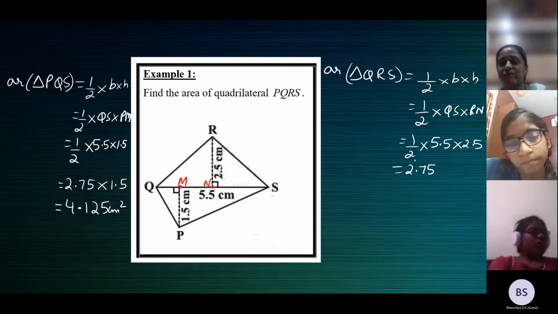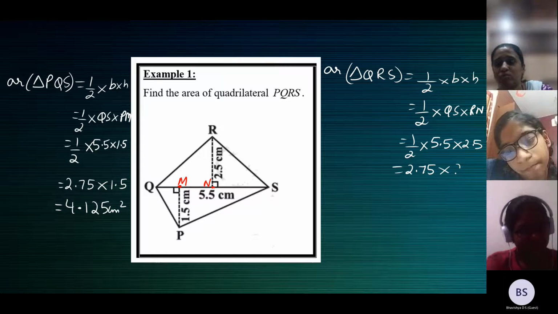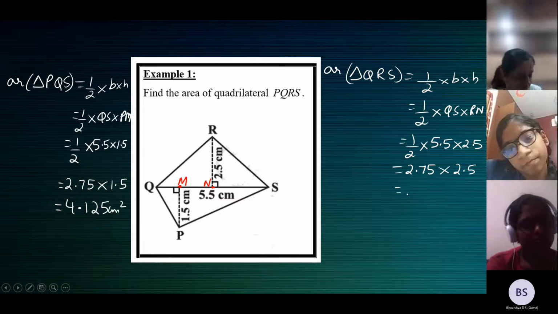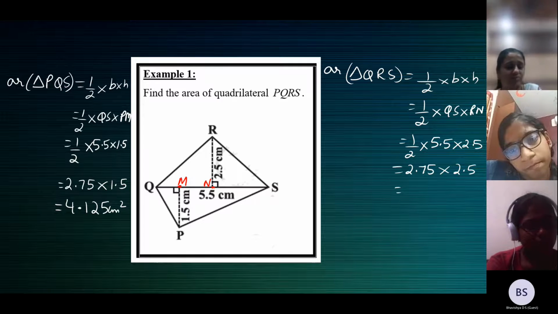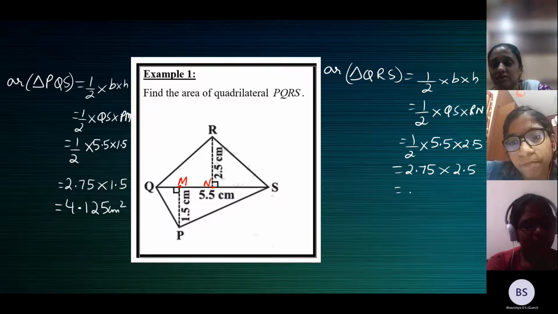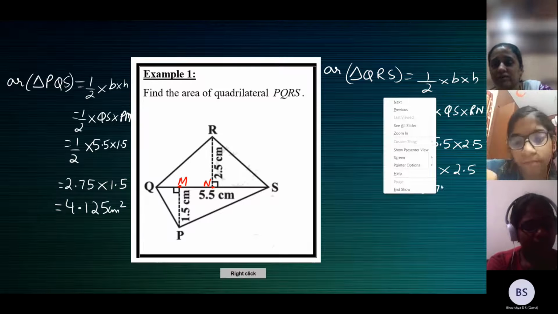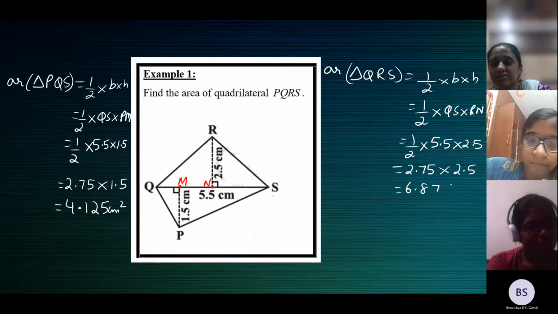So again, when you divide 5.5 by 2, you'll get the same thing, 2.75. 2.75 into 2.5 is equal to, I'm using the calculator, 6.875 centimeters squared.